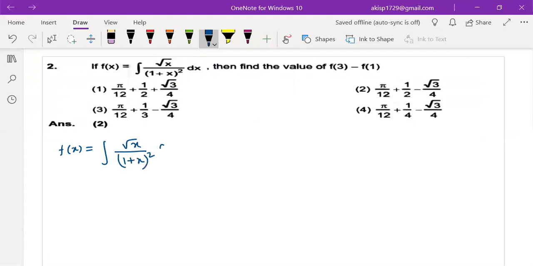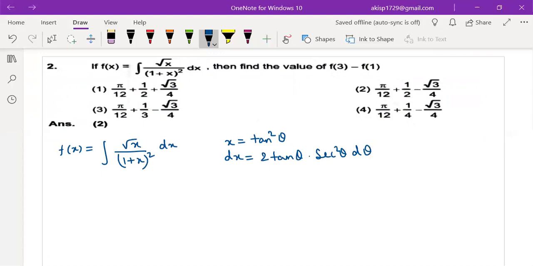So let us substitute x as tan square theta. So dx is going to be the derivative of tan square theta, which is 2 tan theta into the derivative of tan theta, that is secant square theta d theta. So we will substitute this in the integral.